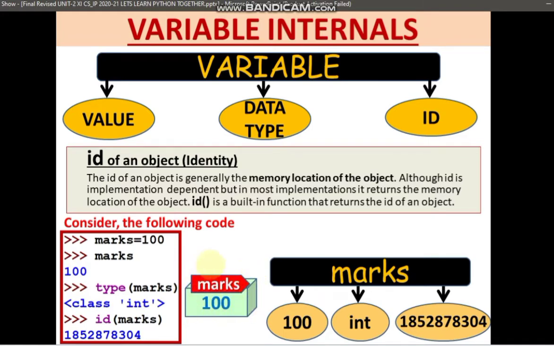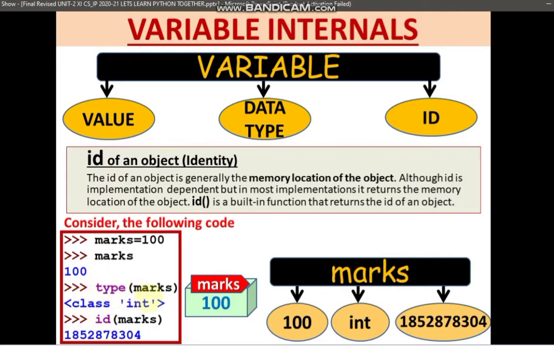we have seen that the ID of an object is what? Is generally the memory location of the object. Although ID is implementation dependent, in most implementations it returns the memory location of the object. So ID is a built-in function. And how can we see the data type of any variable? We will see two functions here. One is the type function and another is the ID function.